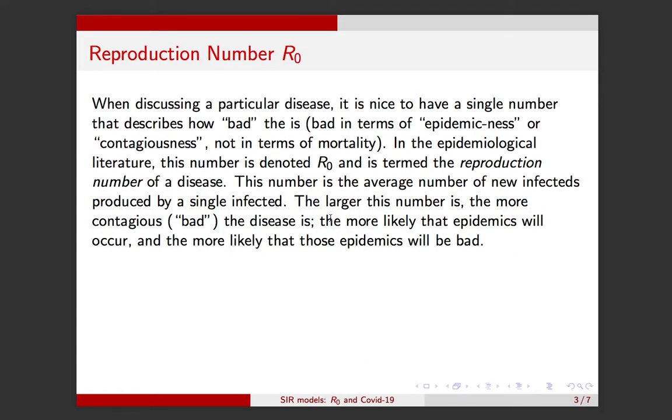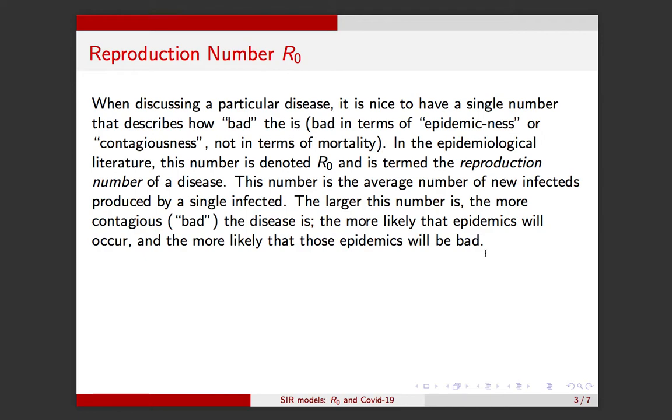So the reproduction number R0, why does it exist and what does it do? When discussing a particular disease, like say COVID-19 or the measles, it's nice to have just a single number that describes how bad the disease is. And when I say bad, I mean in terms of contagiousness, not in terms of mortality. Something like Ebola is, of course, very bad. It's bad because if you get it, you have like a 40-50% chance of dying from it. But Ebola is not bad in terms of contagiousness. It is not a very contagious disease.